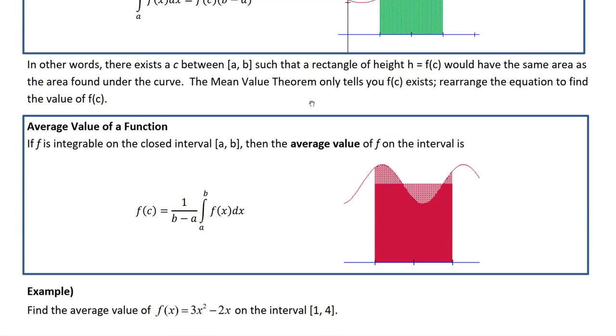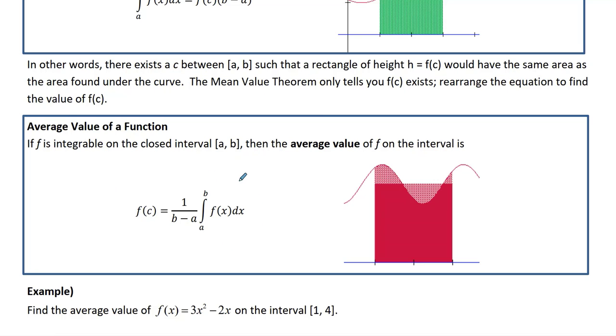Let's keep going. So in other words, there exists a c between a and b such that the rectangle would have the same area found underneath the curve. Fantastic. The mean value theorem only tells you f of c exists. In order to find the value of f of c, you rearrange the equation.